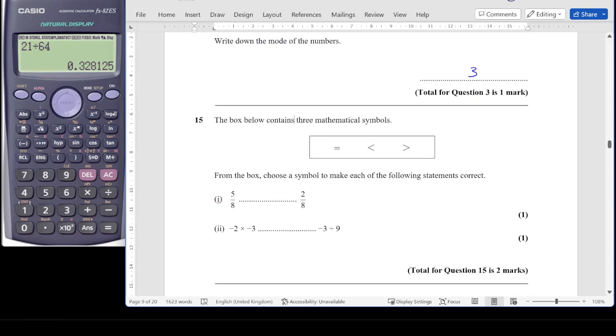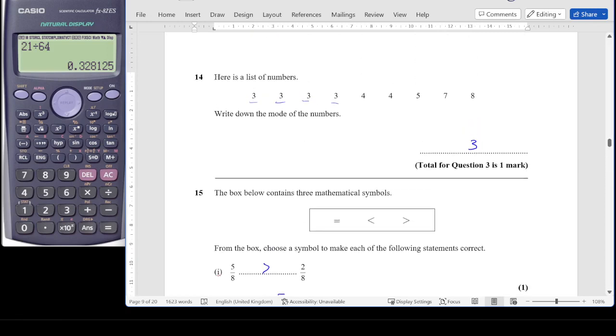Question 15. The box below contains 3 mathematical symbols: equals, less than, greater than. From the box, choose symbol to make each of the following statements correct. So 5/8 is bigger than 2/8, so we want that symbol there. And then -2 times by -3 would give us 6, and then -3 plus 9 would also give us 6, so we want an equal symbol in there.